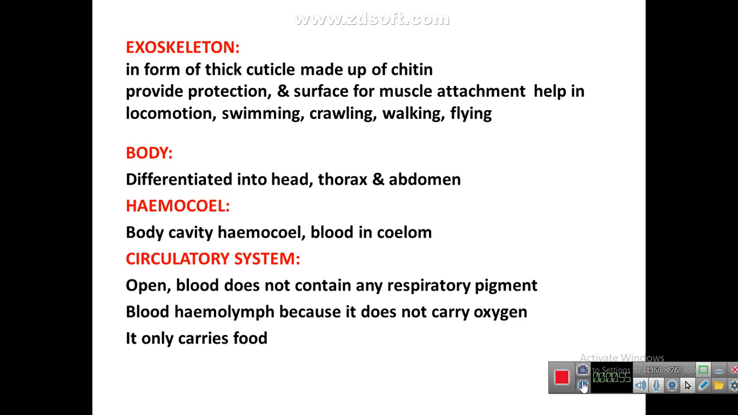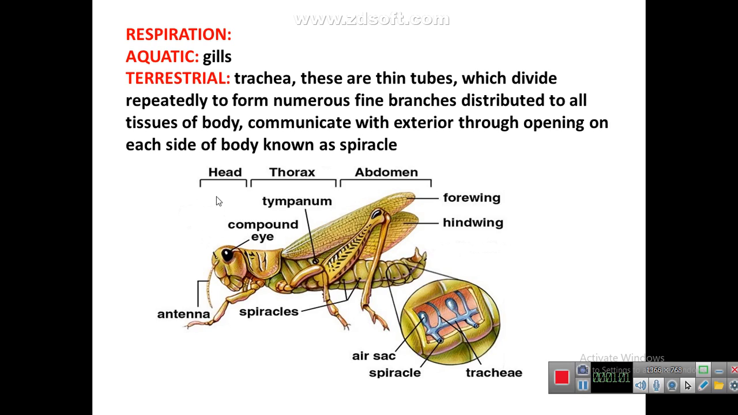Body: it is differentiated into three parts: head, thorax and abdomen. Diagram of the grasshopper showing three parts of the body: head, then the thorax and then abdomen. This is the head region, thorax region and then the abdomen region.